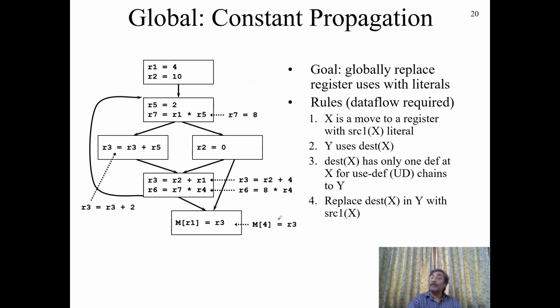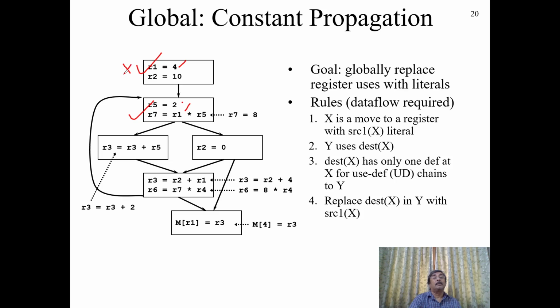So next one will be constant propagation. Now this constant propagation is between blocks. You see R5 is 2 and R1 is 4. But R1 is 4 here and R7 is 5. R1 is defined in this block and used in this block, right? And this Y, this is my Y, this Y is using the source of the destination. This is my X.